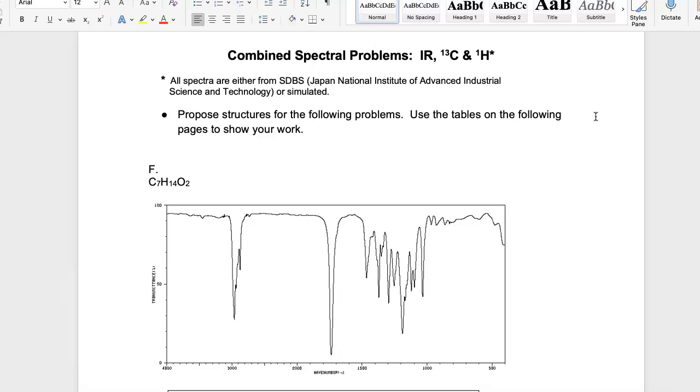So the formula is 2n plus 2, with n being the number of carbons. So 2 times 7 is 14, plus 2 is 16. Then we subtract the number of hydrogens we have, which is 14, so 16 minus 14 is 2. Then we divide by 2, so 2 divided by 2 is 1. This is telling me that there is a pi bond somewhere in this molecule.